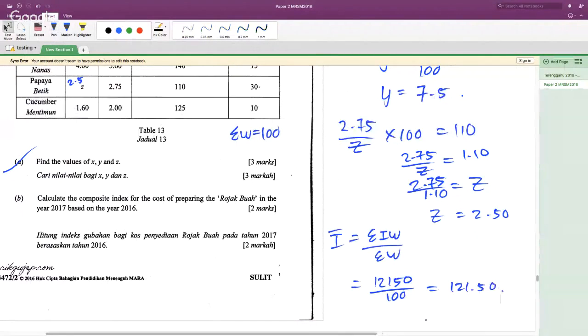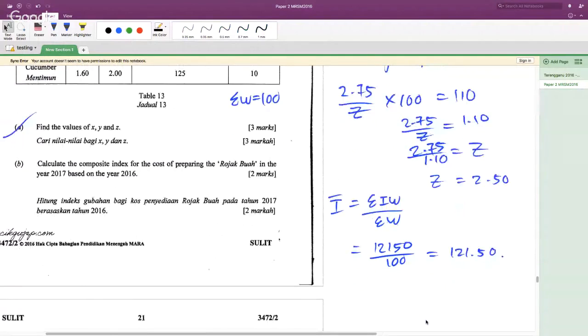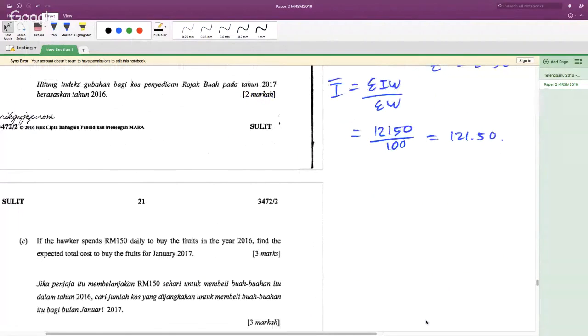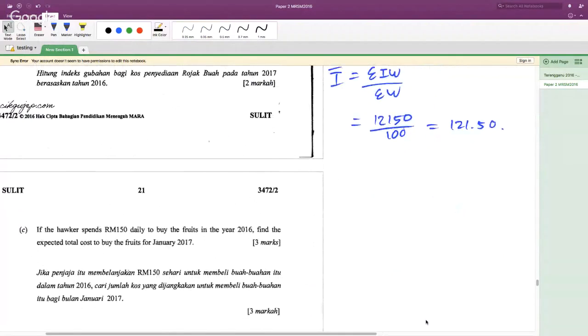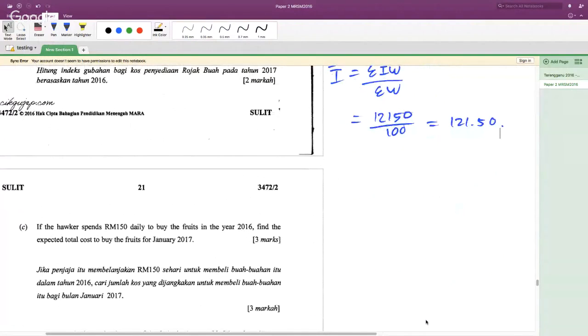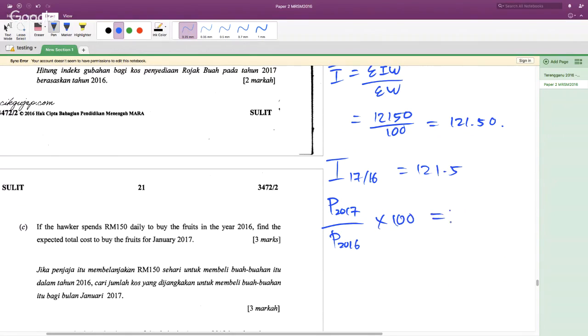Okay, so after we have the composite index already, composite index means this index is for all the fruit they join together. Okay, so if the hawker store spent 150 to buy the fruit on 2016, find the expected cost in 2017. Composite index is still the index number. This is 17 based on 16, right? So it's 121.5. So I know this one basically is price for 2017 over price for 2016 multiply 100, I will get 121.5.